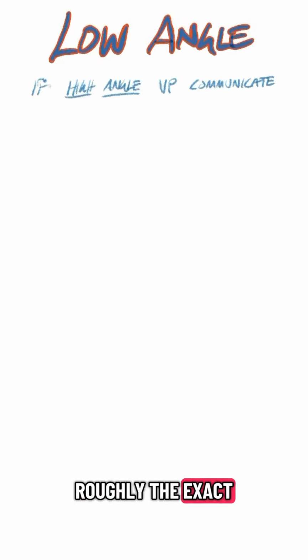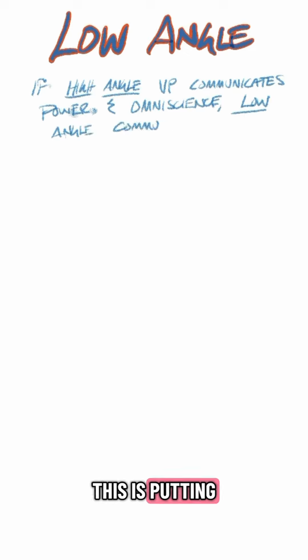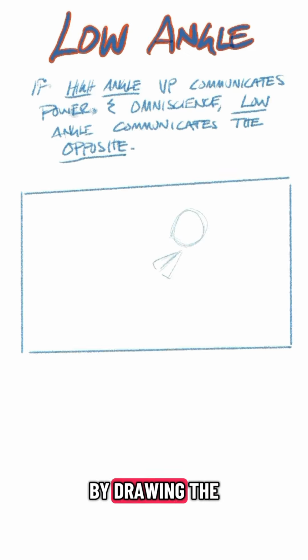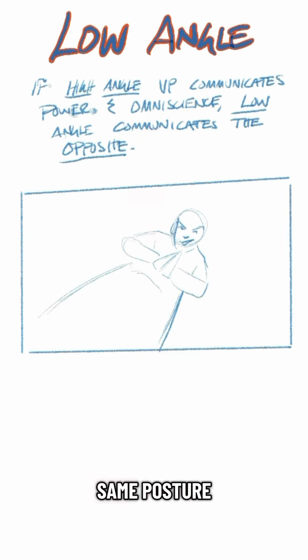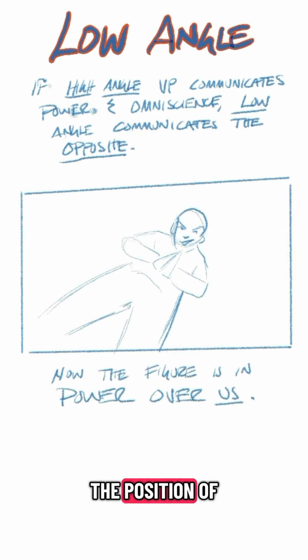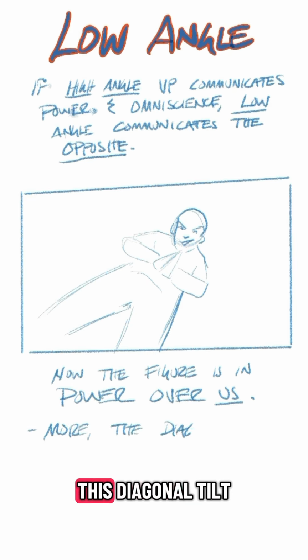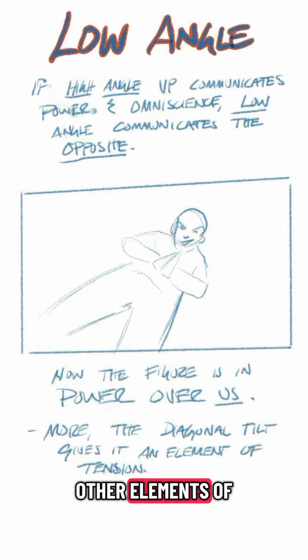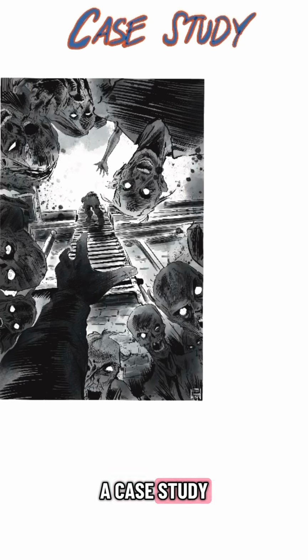Now, low angle is going to communicate roughly the exact opposite of that. This is putting you in the viewpoint of the ant looking up at the human. By drawing the exact same figure in roughly the same posture, but reversing the angle, I am able to reverse the power dynamics and put you in the position of the ant. And more, adding this diagonal tilt to his positioning, I'm drawing on other elements of composition to produce more tension and energy. Now, here's a little bit of a case study for you to look at.